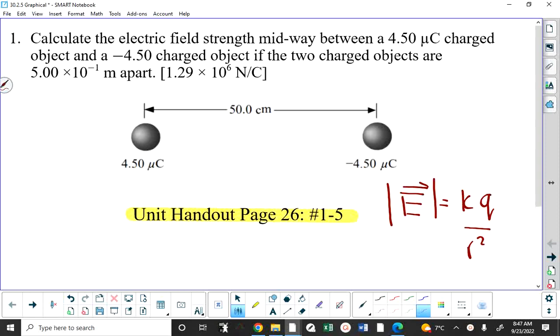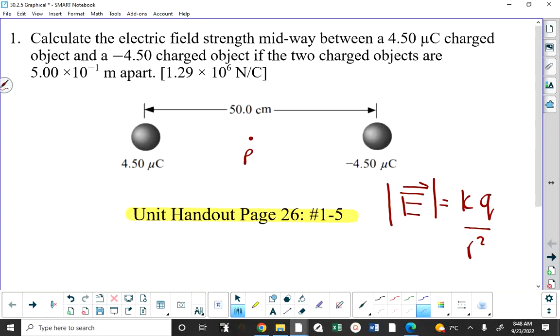If you have multiple sources, then you have to calculate the electric field strength at the particular location. This one is midway between. So you would have some point in space. You would calculate the electric field strength at that location due to the charge on the left, and at that point due to the charge on the right. You would then add the two electric field strengths, but you can't add them unless you know the directions.